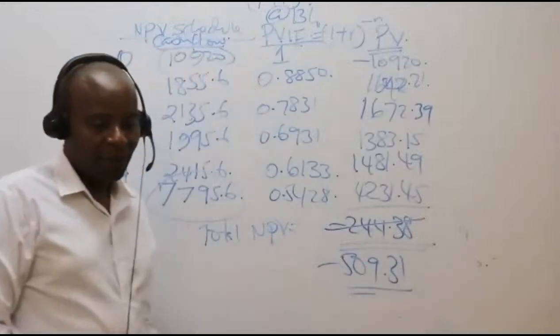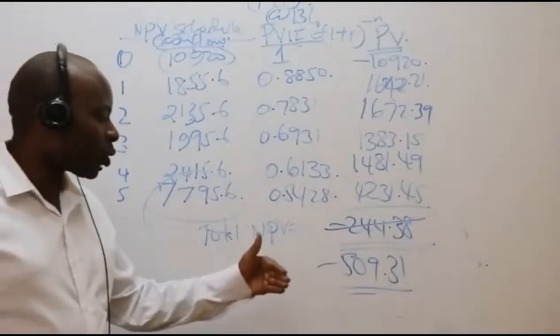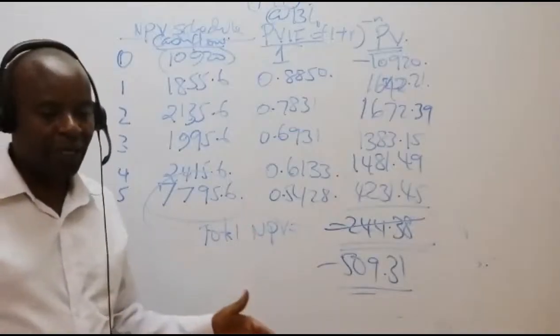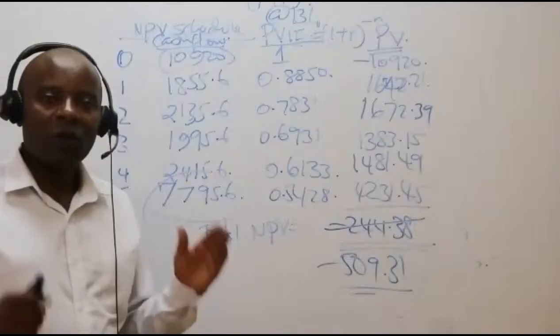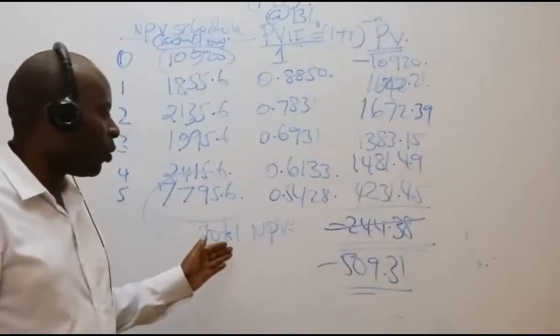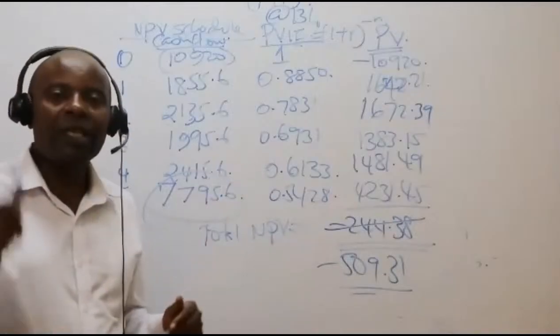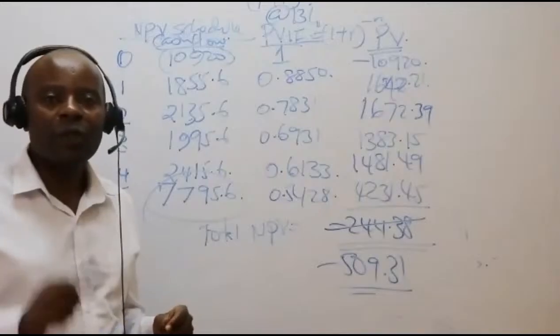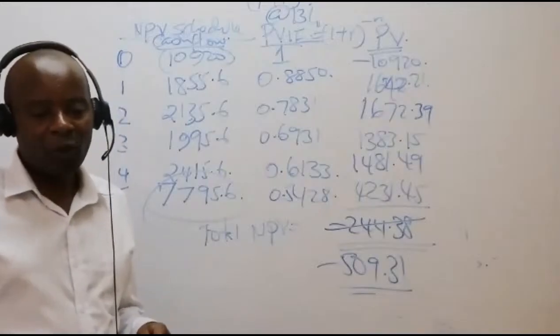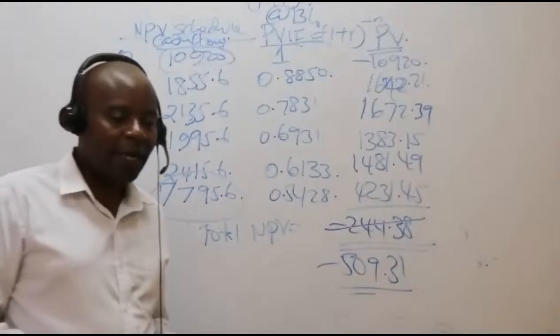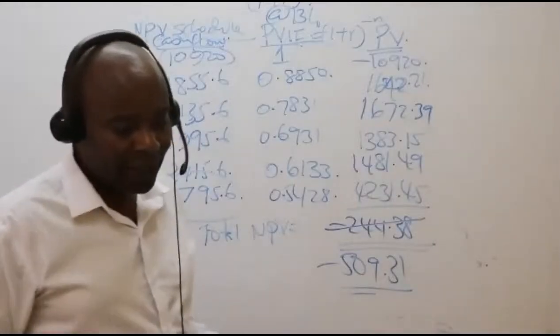Negative 509.31. And because of NPV being negative, we say straight away, ladies and gentlemen, that this particular replacement decision is not viable. It's a bad one. Reject. That is the word. Reject the replacement decision.